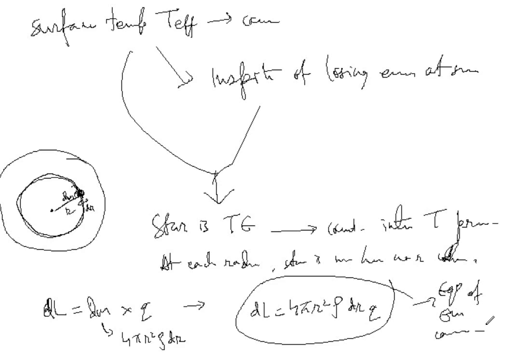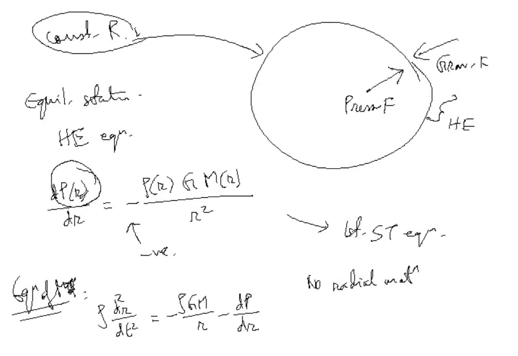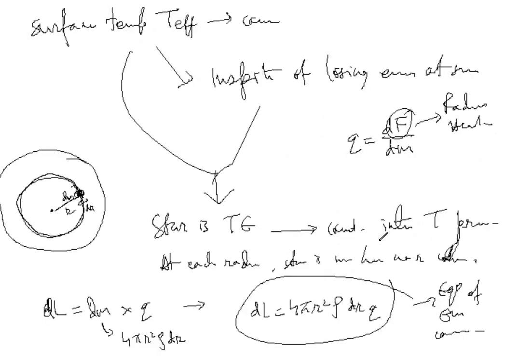So this is yet another equation of stellar structure. Regarding this, I must tell you that Q is equal to dF by dm, where F is the radiant heat flux. So you see, first we talked about the equation of hydrostatic equilibrium, where we learnt about the pressure profile. Next we are talking about the luminosity, and we get an idea about it from the equation of energy conservation.